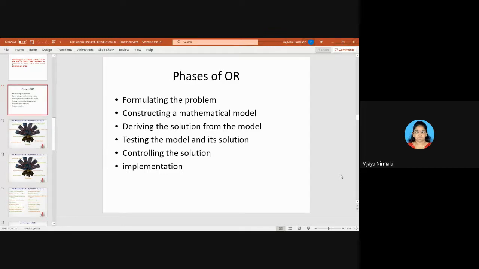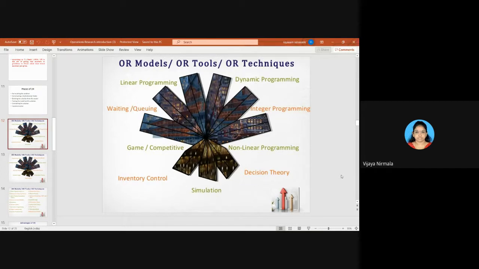Now if you move to the next slide, you can see the various models. You can call these models, tools, or techniques. The first one is linear programming, which we call LPP, linear programming problem. This is one model, and with the help of this model you can find solutions to the problem.